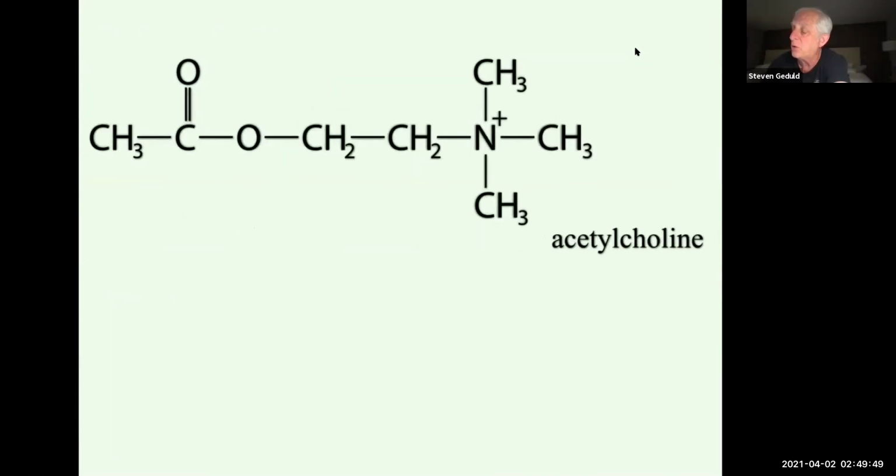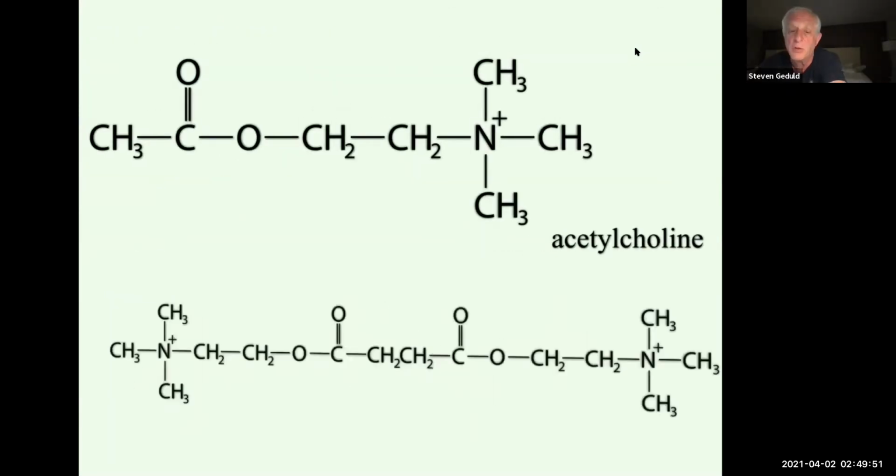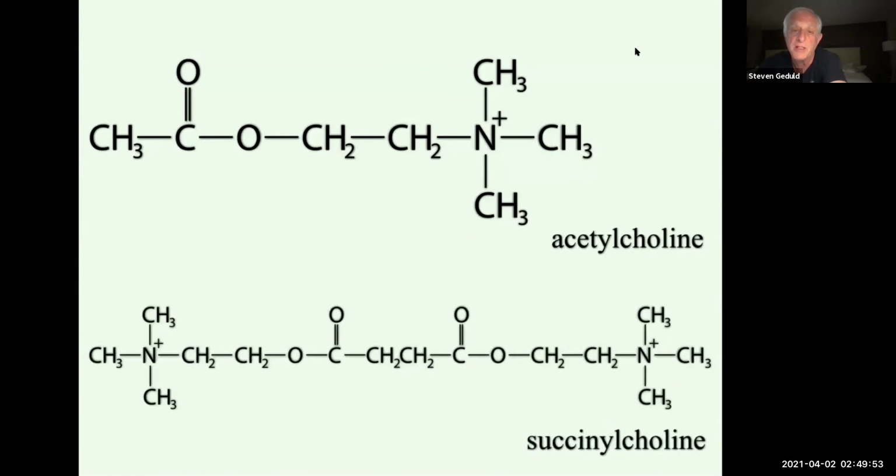Okay? So this is acetylcholine, and this is succinylcholine. And you see some similarities there. They look like a molecule just flipped over on itself and doubled. So very similar molecular structures at the binding site.